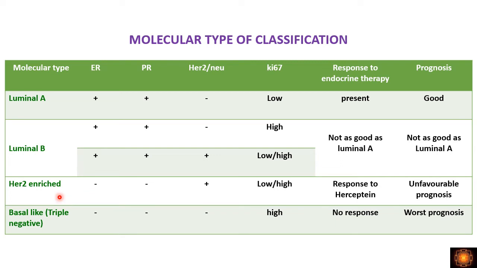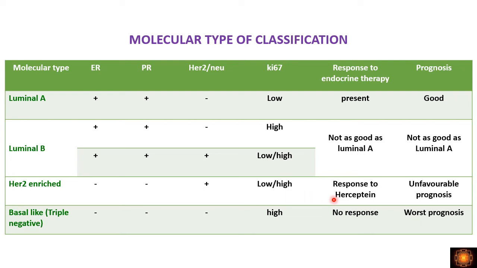Now the third one is HER2 enriched. HER2 enriched means both ER and PR are negative. The tumor cells don't have these receptors; they have only the HER2/neu receptors. Then we call it HER2 enriched. In this, the Ki67 can be low or high.